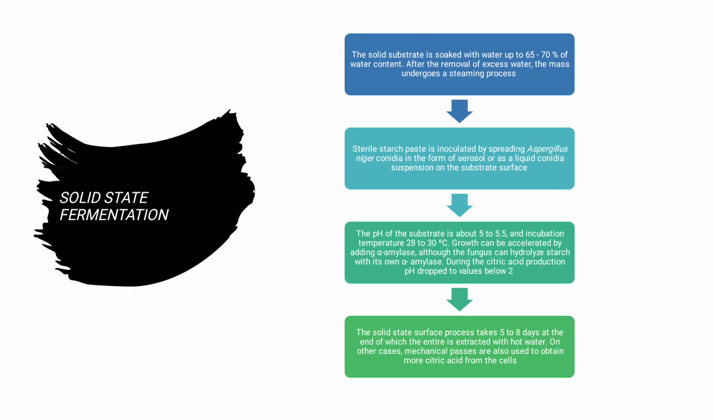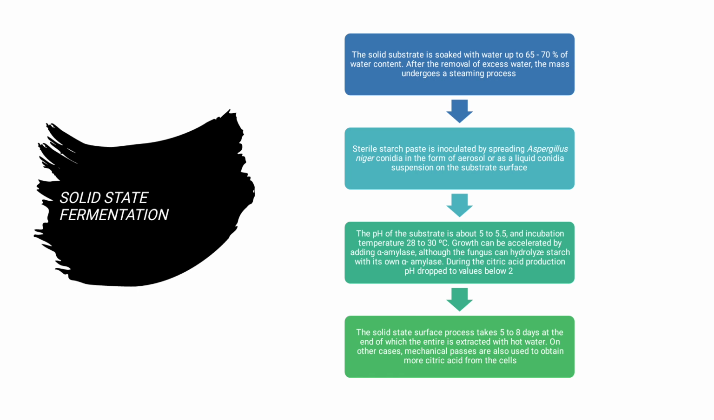Then in solid state fermentation, the solid substrate is soaked with water up to 65 to 70% of water content. After the removal of excess water, the mass undergoes a steaming process. Sterile starch paste is inoculated by spreading Aspergillus niger conidia in the form of aerosols or a liquid conidia suspension on the substrate surface. The pH of the substrate is about 5 to 5.5 and the incubation temperature is about 28 to 30 degrees Celsius. Growth can be accelerated by adding alpha amylase.